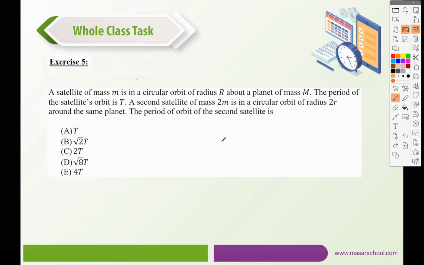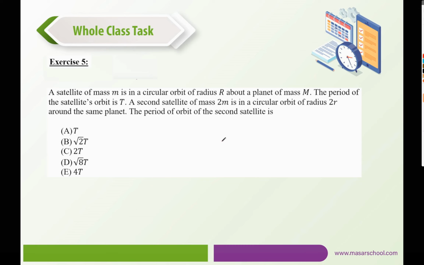Now, a satellite of mass m in a circular orbit of radius r about a planet of central mass M, the period of the satellite is T. A second satellite of mass 2m in a circular orbit of radius 2r around the same planet, the period of orbit of the second planet. Since we're talking about circular orbits, then we can use the fact that the period is given by the square root of 4 pi squared r cubed divided by GM. But here you need to pay attention that M is the central mass and not the mass of the satellite.